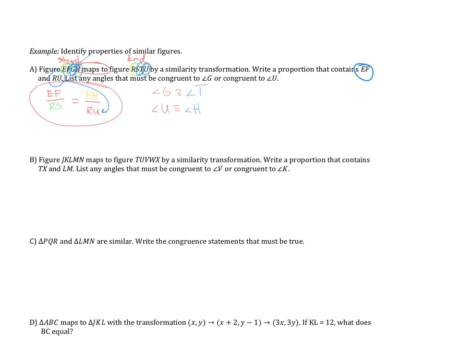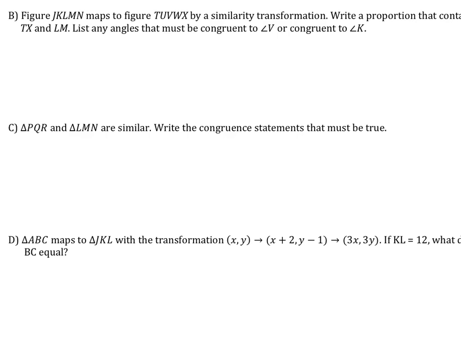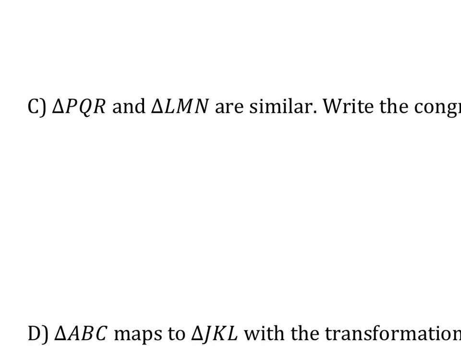So I'm going to let you try letter B on your own. And again, if you have questions about it, you can ask me in class, but it's very similar to question A. Then question C says triangle PQR and triangle LMN are similar. Write the congruence statements that must be true. So remember, when a figure is similar to another figure, the only things that are congruent are angles. Remember, our sides are proportional.